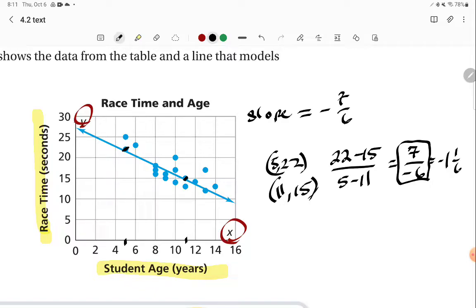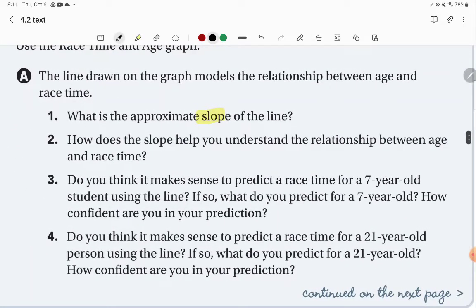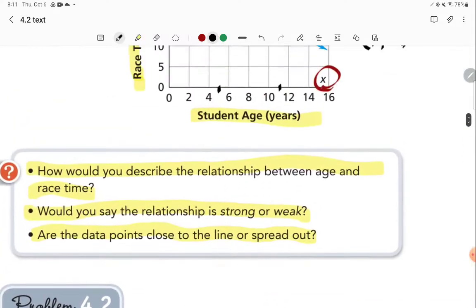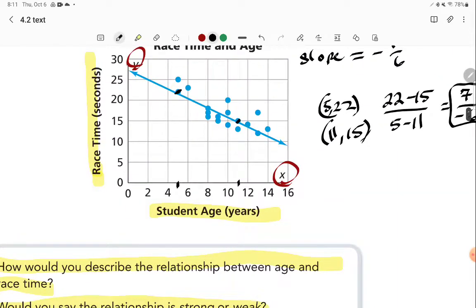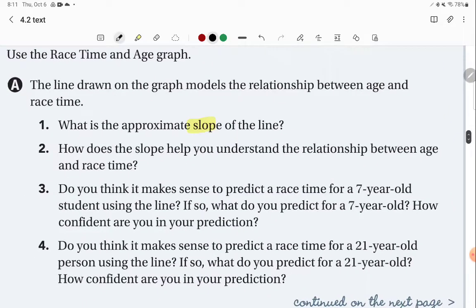If you have something around negative 1 point, what would this be? Negative 1.15, 1.2, 1.25, somewhere around there. The important part is that it's going to be negative. Okay, the second one, how does the slope help you understand the relationship between age and race time? So this negative slope indicates that as the student gets older, so here the student is getting older, the race time decreases. So that's what we would write here.